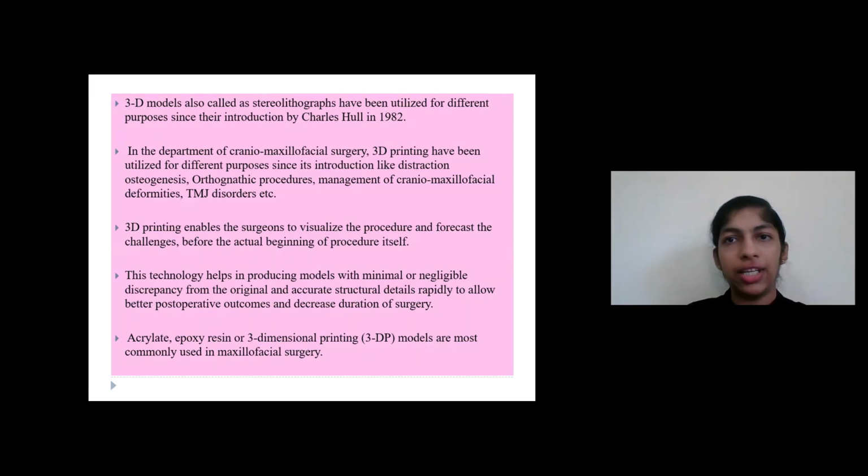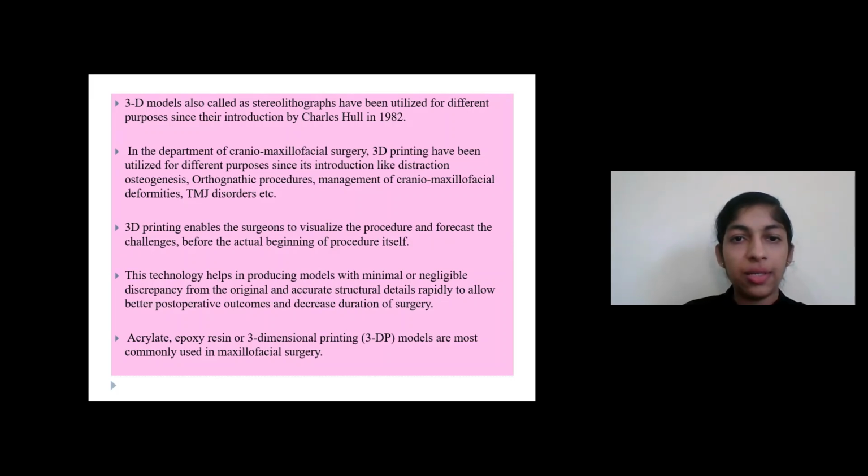3D models, also called stereolithographs, have been utilized for different purposes since their introduction by Charles Hull in 1982. In the Department of Craniomaxillofacial Surgery, 3D printing has been utilized for different purposes, like distraction osteogenesis, orthognathic procedures, management of craniomaxillofacial deformities, TMJ disorders, etc. 3D printing enables surgeons to visualize the procedure and forecast the challenges before the actual beginning of the procedure itself.